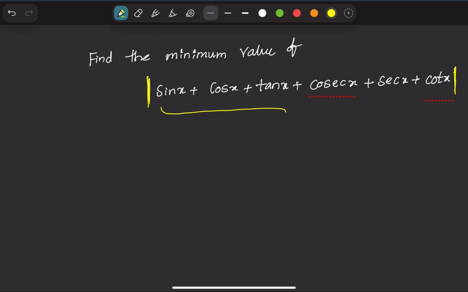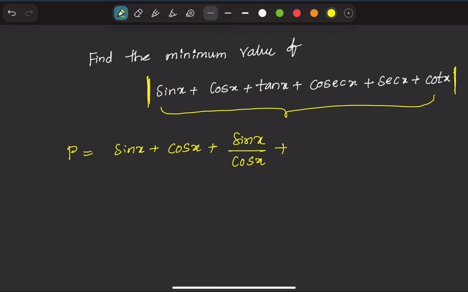So let us consider this quantity as p. So now p can be written as sin x plus cos x plus tan x, which is simply sin x divided by cos x, plus cosecant x, which is 1 by sin x, plus secant x, which is 1 upon cos x, plus cot x, which is cos x upon sin x.